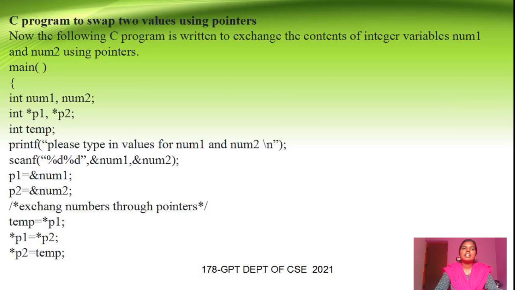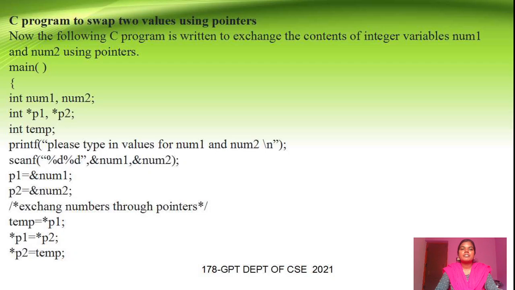Next let us see another program, and it is very important for the examination, and that is a C program to swap two values using pointers. Swapping means, as we know, exchange of two values. So for this we need two normal variables, number1 and number2, two pointers *p1 and *p2, and one normal variable temp. Temp is used to exchange the two values.